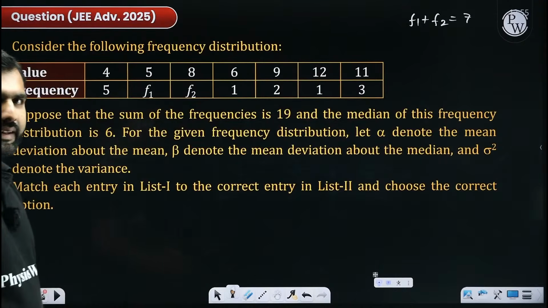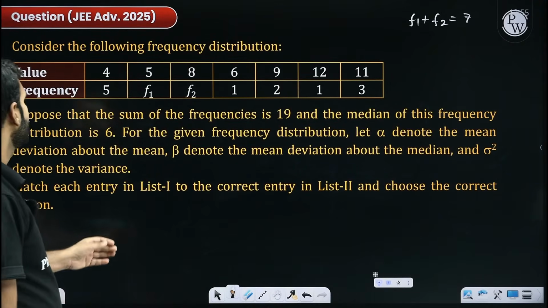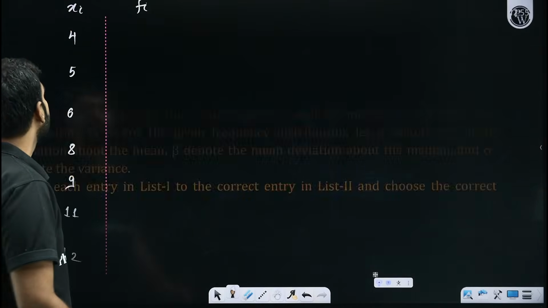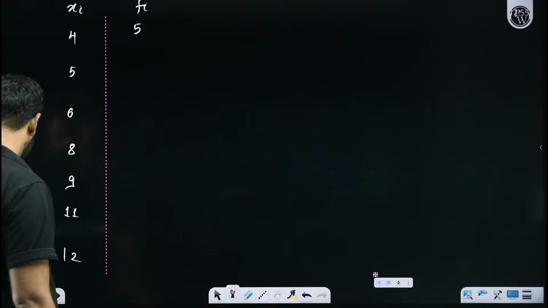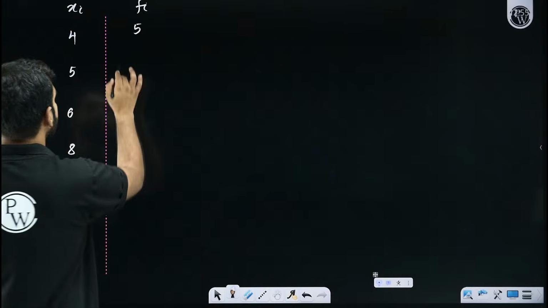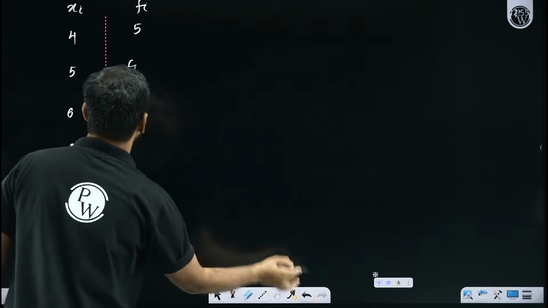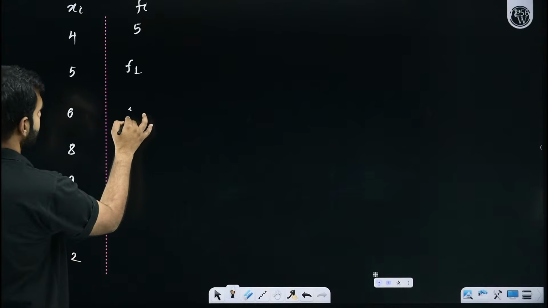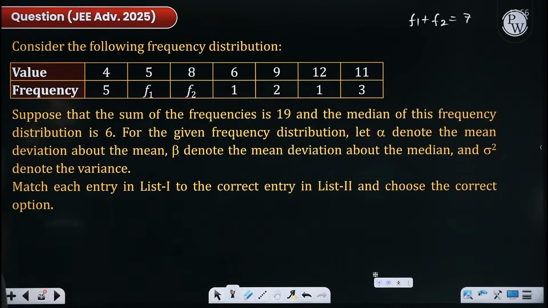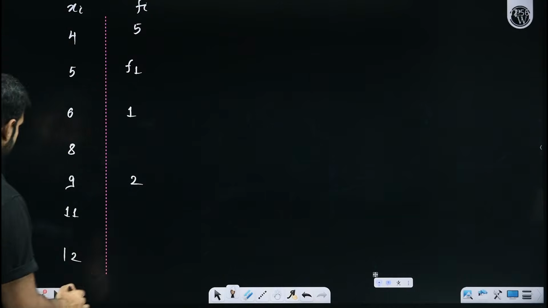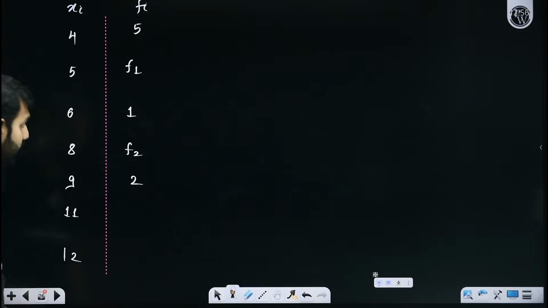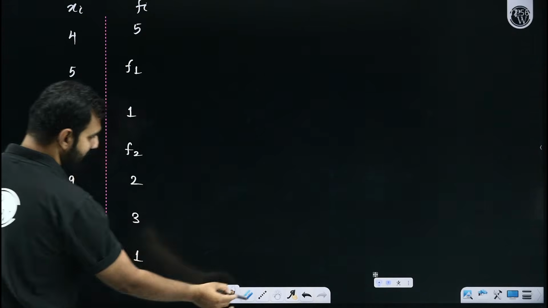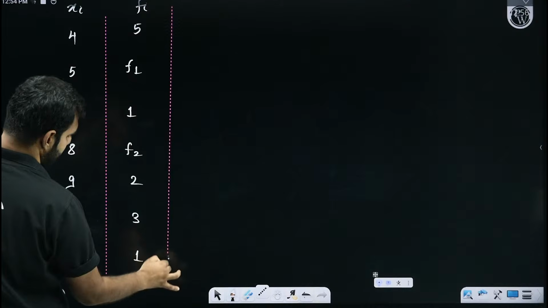The frequency for 4 is 5. For 5 it is f1. For 6 it is 1. For 8 it is f2. For 9 it is 2. And for 11 and 12 it is 3 and 1 respectively. Correct me if I'm wrong. I hope we are going great with the data, with no problem so far with xi and fi.